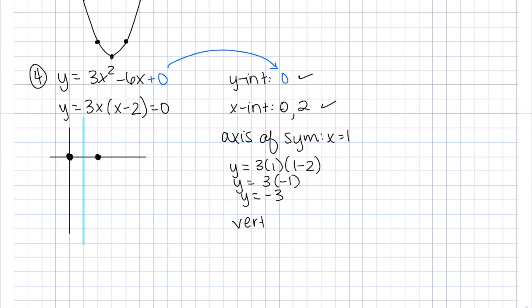So that means that my vertex is 1, negative 3. And that 1 comes from the axis of symmetry, and the negative 3 comes from plugging in the axis of symmetry. So we go to 1 and negative 3. Now this makes sense that it is this tall because I stretched it because of this leading coefficient of 3. I'm not going to put any other points on this because the graph would go way off the graph.